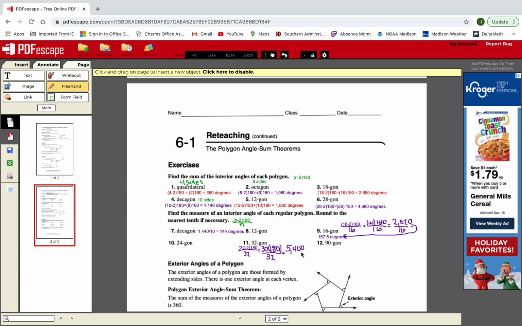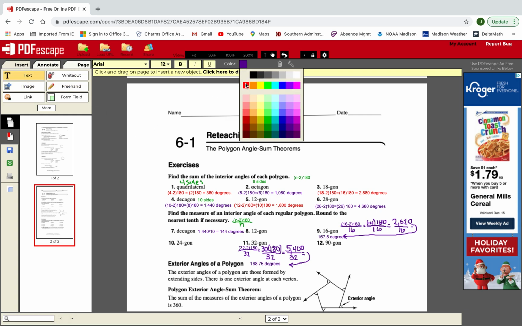We're going to divide that by 32, which is going to give us, and I'm going to put the answer down here. I'll type it out. It's a little bit more clear for you to read. Divided by 32, that gives us each interior angle of a 32gon is 168.75 degrees.